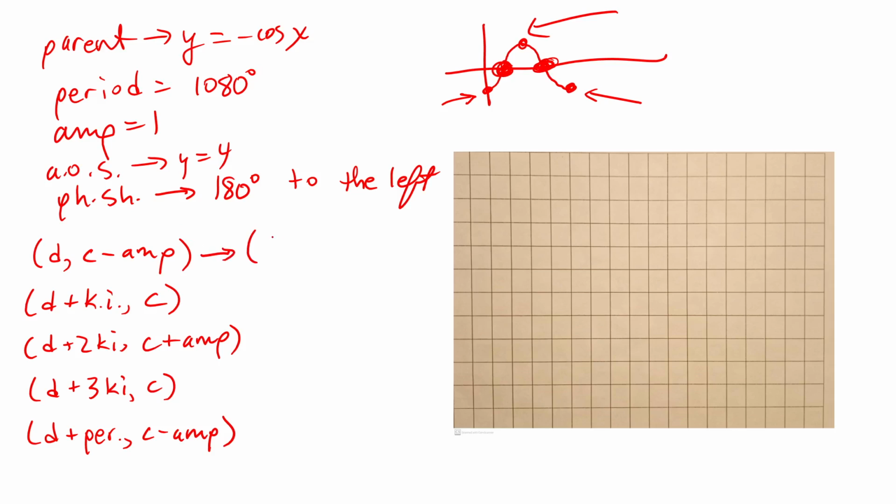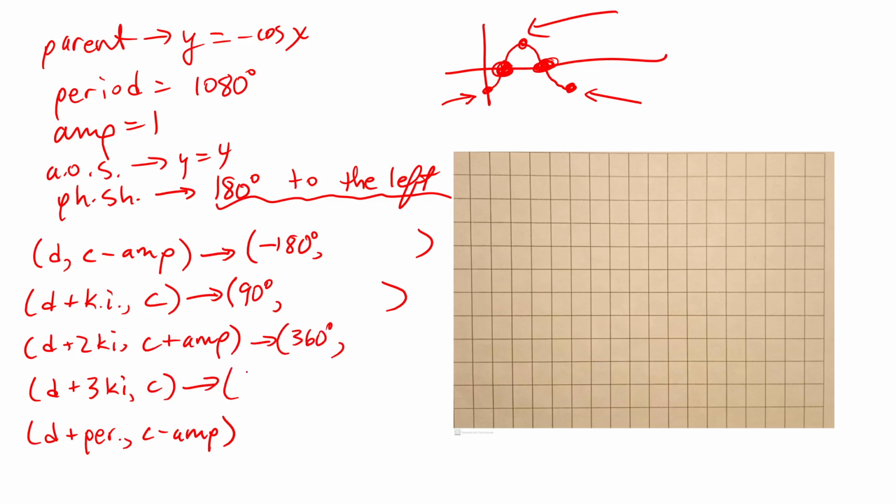Our D value, as we said, since it's 180 degrees to the left, is negative 180 degrees. When we add a key interval, 270 degrees, to negative 180 degrees, we get 90 degrees. When we add another 270 degrees, because that's another key interval, we get 360 degrees. Adding another key interval, we get 630 degrees. And finally, when we add another key interval, 630 degrees plus 270 degrees is 900 degrees.